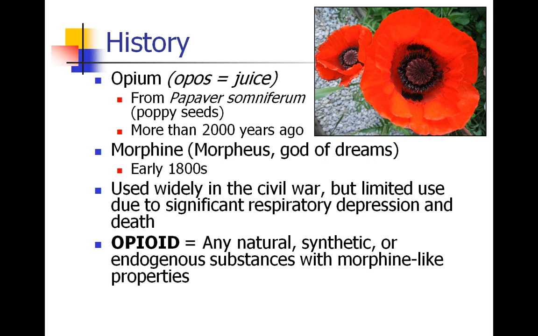In the Civil War, it was already being used as a pain medication for battlefield injuries. But people quickly saw its use was limited due to significant respiratory depression and a lot of people dying from the opioids instead of from the original injury they sustained. Today we use the term opioid to refer to any substance, whether it's natural or synthetic, or even endogenous, meaning that it's made inside the human body, any substance that has morphine-like properties.